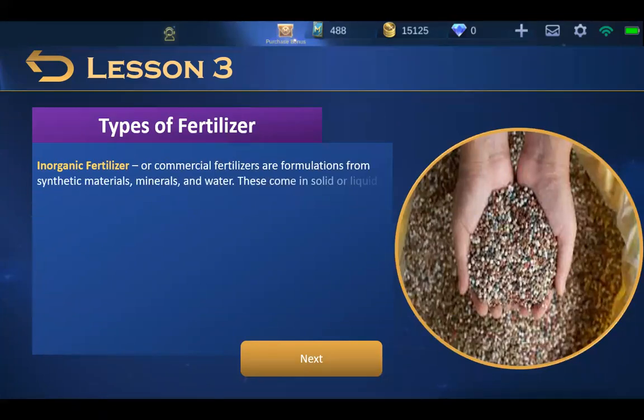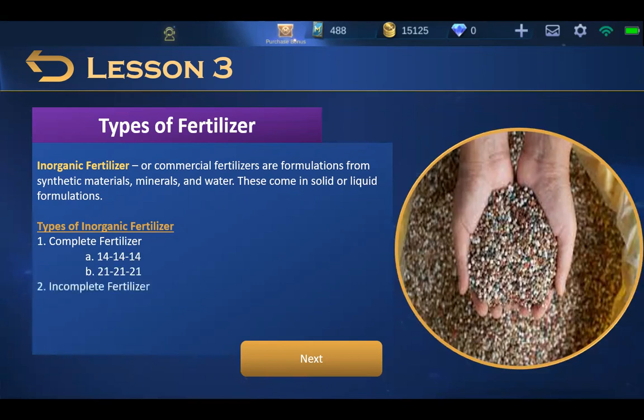Next, we have the second type of fertilizer, which is the inorganic fertilizer. Inorganic fertilizers are commercially prepared fertilizers sold by agricultural suppliers. Inorganic fertilizer comes in different forms, namely the complete fertilizer. This contains the three major elements needed by plants: nitrogen, phosphorus, and potassium. Examples are 14-14-14, 21-21-21, and next we have the incomplete fertilizer.